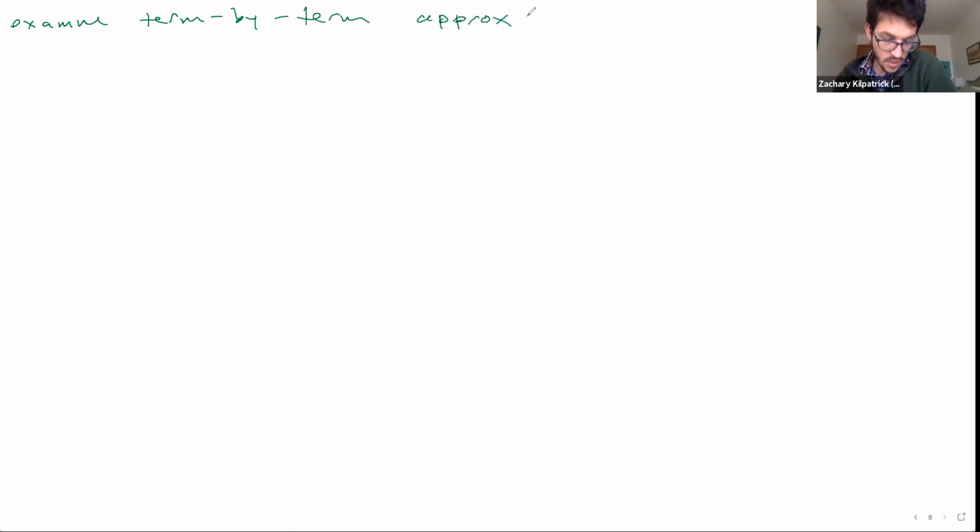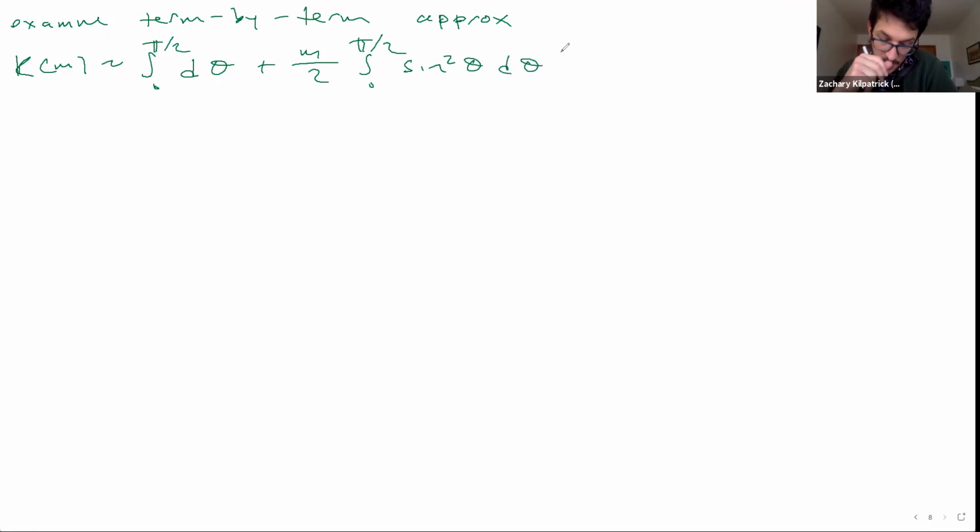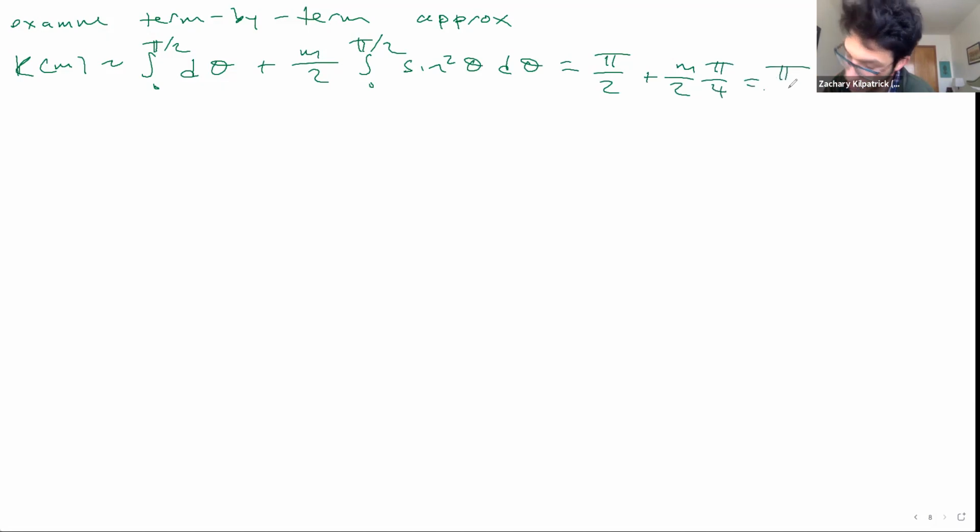some sort of term by term approximation, K of m is going to be approximated by just a Taylor expansion of our integrand that we then integrate up term by term. And let's just take the first two terms of the Taylor series approximation, where the variable that I'm expanding in is m in this case. So this is then equal to pi over 2 plus m pi over 4, which is equal to pi over 2 times 1 plus m over 8, okay?